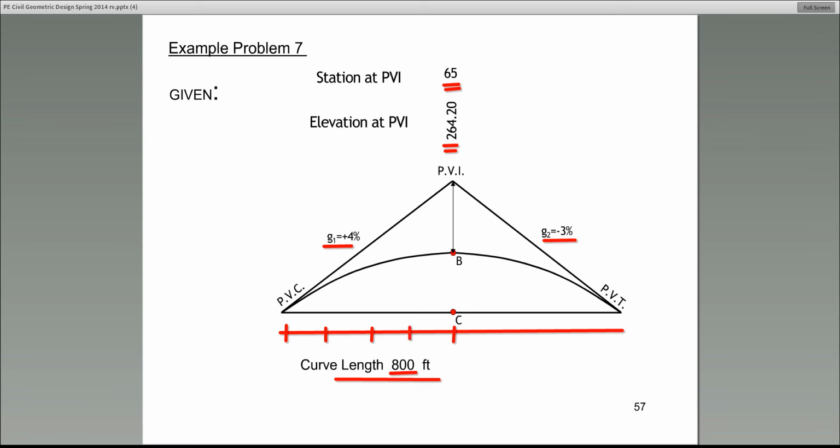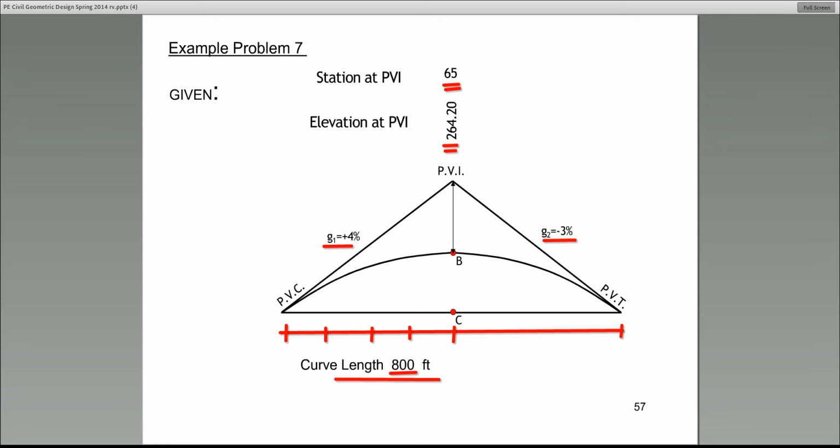And how do we do it? Well, if the entire curve is 800 feet, then PVI to PVC would be 400 feet, and PVI to PVT would be 400 feet. So the answer is 61. Ryan, I don't know where you got that answer, but the answer should be 61.